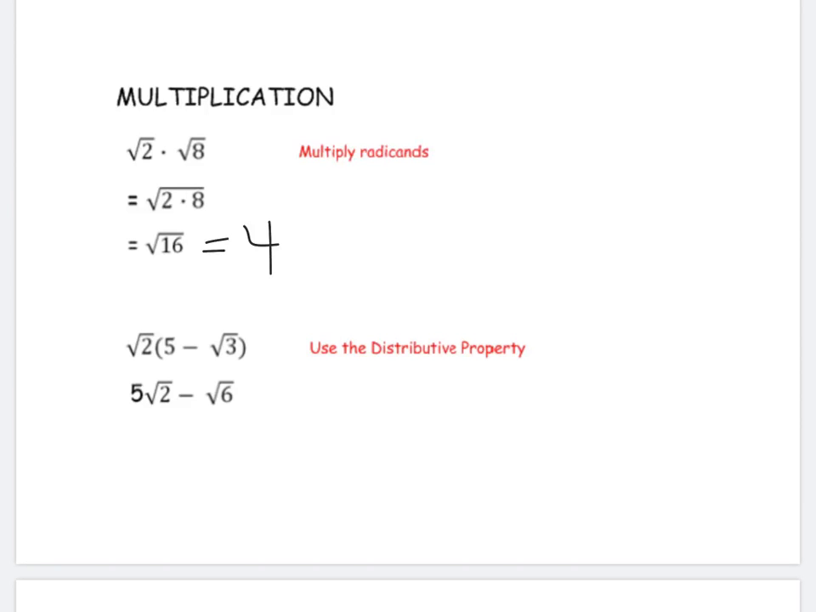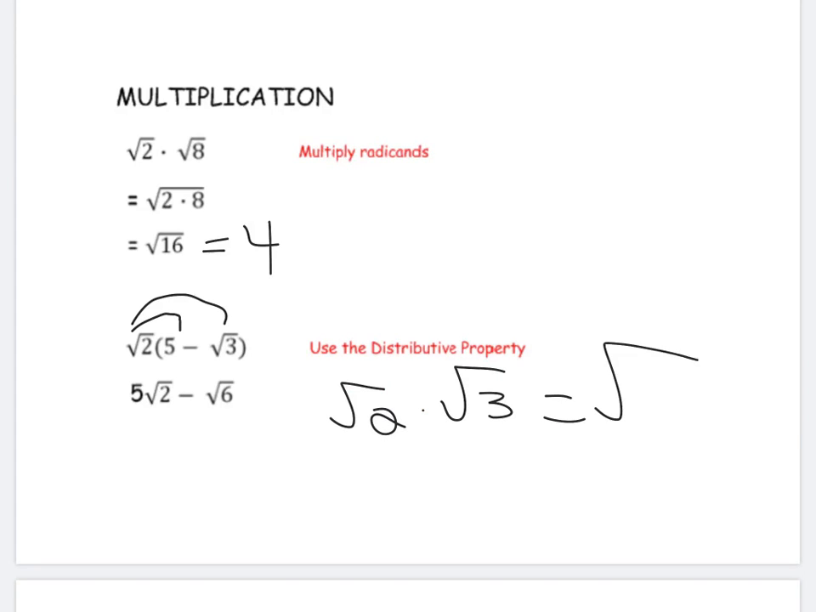If we're looking at this next example, I would have to use the distributive property to multiply the 5 by the square root of 2 and the square root of 3 by the square root of 2. So if I multiply 5 by the square root of 2, that'd be 5 times the square root of 2, because I don't know what the square root of 2 is. But then the square root of 2 times the square root of 3, I multiply them together, gives me the square root of 2 times 3, which gives me the square root of 6. So I would have minus the square root of 6.